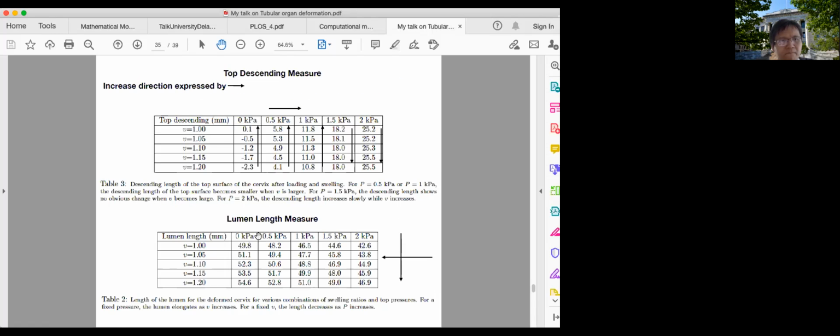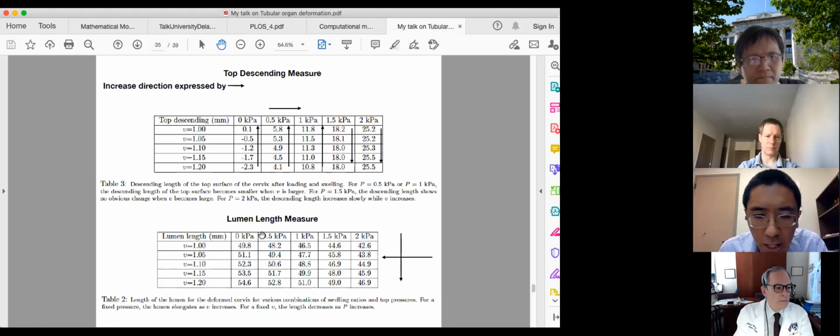The last table is the lumen length measure. There's a uniform change. If the pressure is small, then the length will be big, and if the swelling ratio is bigger, then the lumen length will also be big.